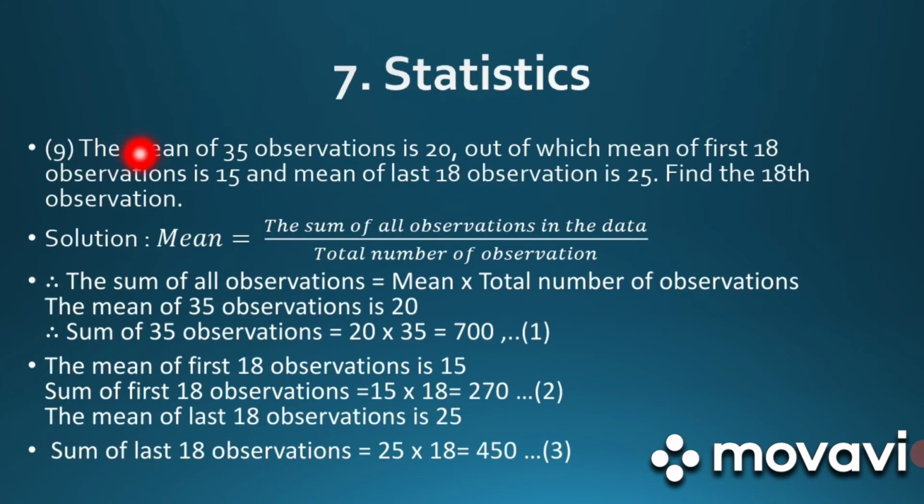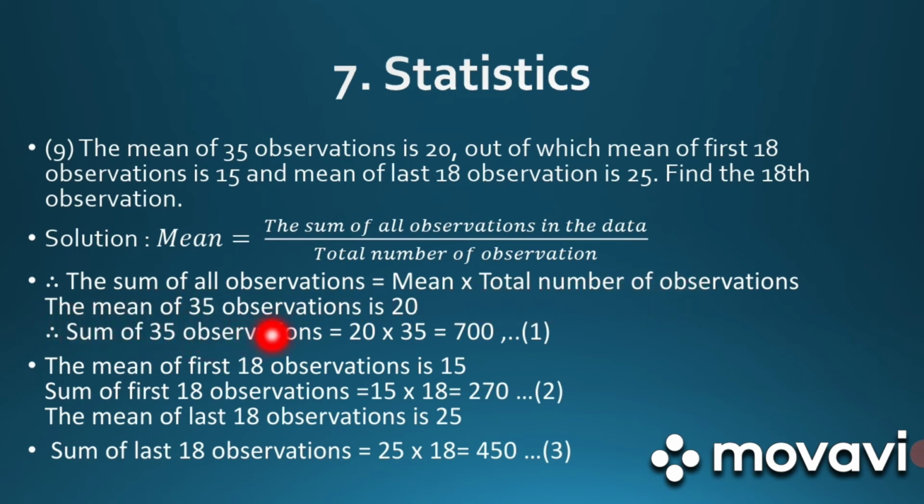Question 9. The mean of 35 observations is 20, out of which the mean of the first 18 observations is 15 and the mean of the last 18 observations is 25. Find the 18th observation. Solution: the mean is equal to the sum of all observations in the given data upon the total number of observations. Therefore, the sum of all observations is equal to mean into the total number of observations.